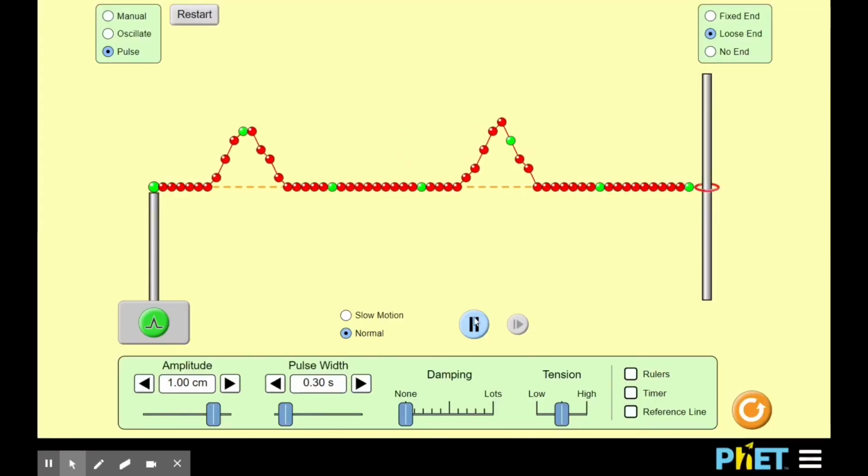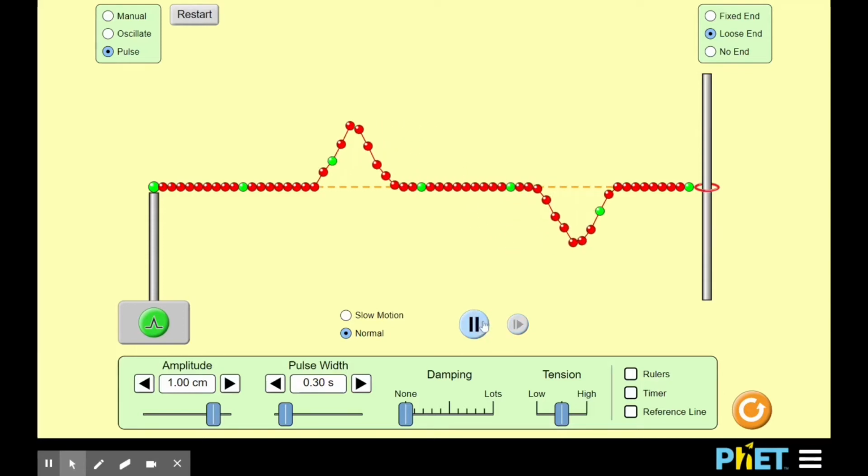All right, so when they're on the opposite sides of the equilibrium position, you see there's a trough over here and a crest over there. As they start interacting with each other, you can see that when they have the same amplitude, they will actually destructively interfere, and they give almost a flat line.